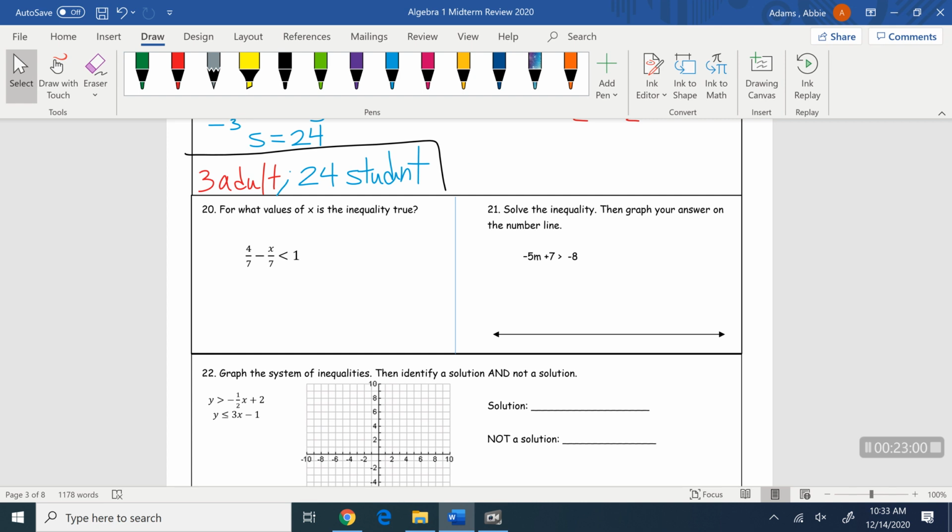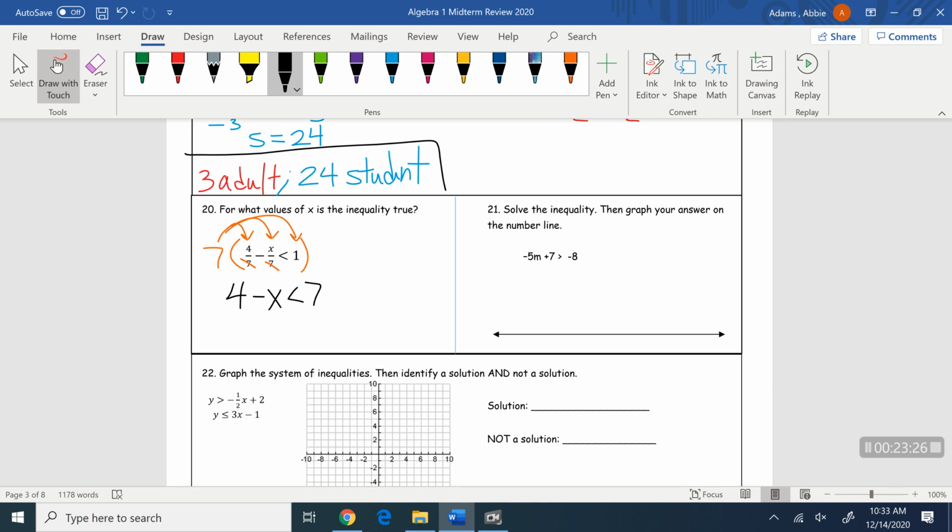If you're like me, I don't enjoy fractions, and they both have the same denominator, which means I can multiply that whole inequality by whatever the denominator is. In this case, it's 7. When I do that, and I distribute the 7 to every term, it's going to eliminate the denominators in my fractions. So I'm going to have 4 minus x is less than 7.